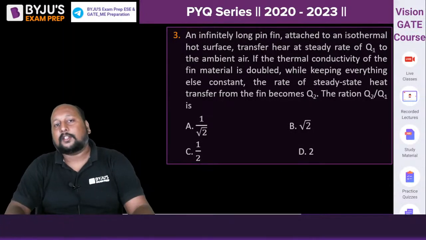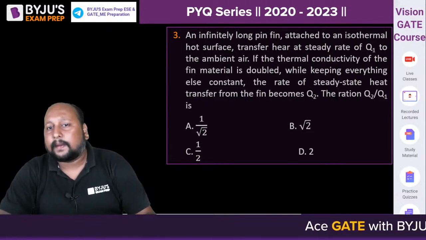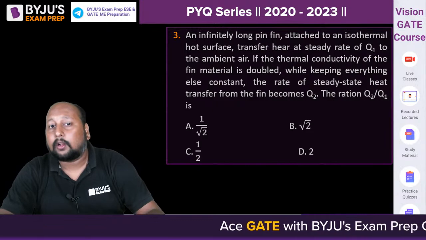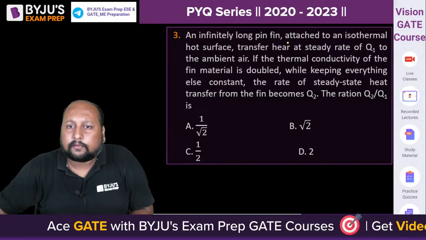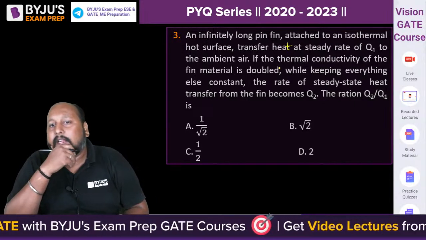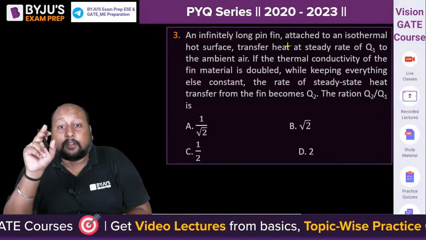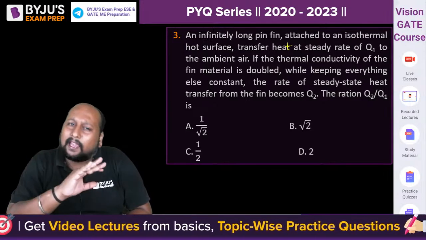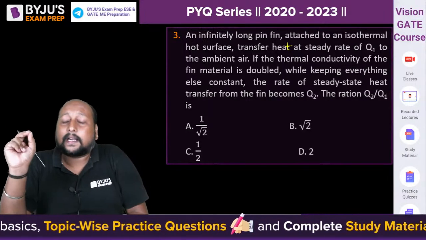Next question, question number 3 on the screen. A question from the fins topic, 2021 I think, the same year. An infinitely long fin attached to an isothermal hot surface transfers heat at steady state of Q1 to the ambient air. If the thermal conductivity of the fin material is doubled, keeping everything else constant, what is the impact on the steady state heat transfer from the fin?